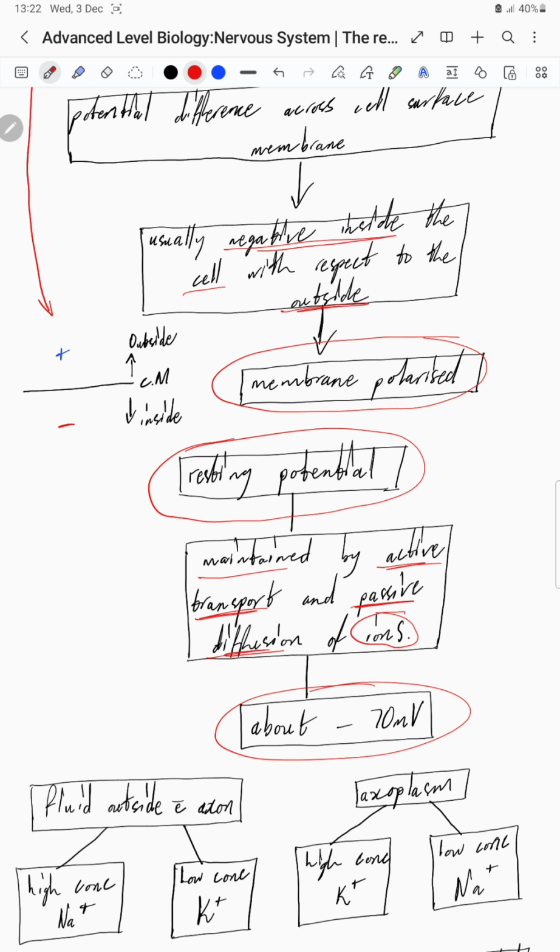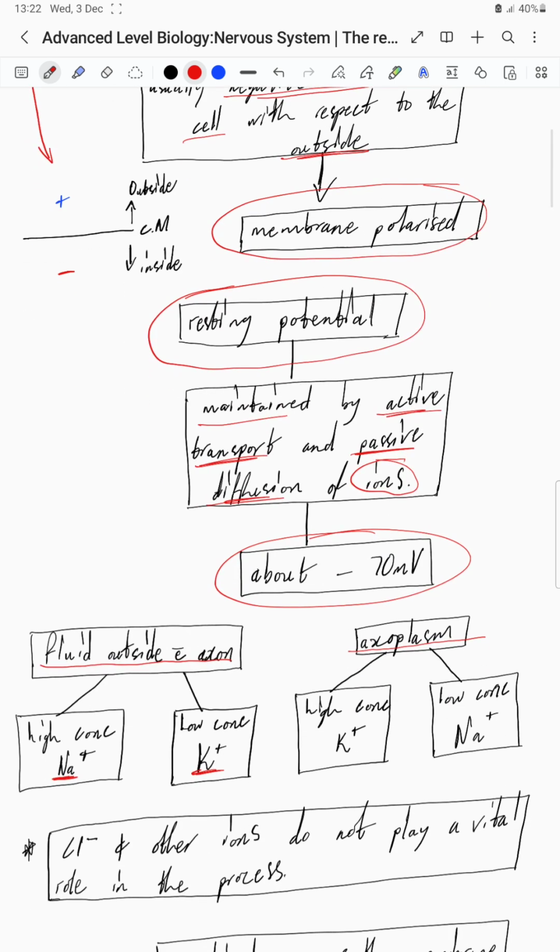So as I said, there are certain ions which are very vital for the maintenance of the resting potential. We've got the sodium ions and the potassium ions. So these ions are in the fluid outside the axon and in the cytoplasm of our neuron. So the axoplasm is actually the cytoplasm of our neuron.